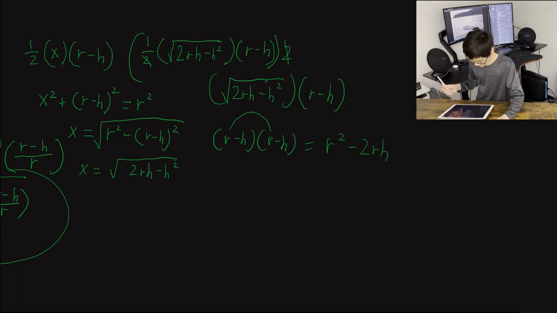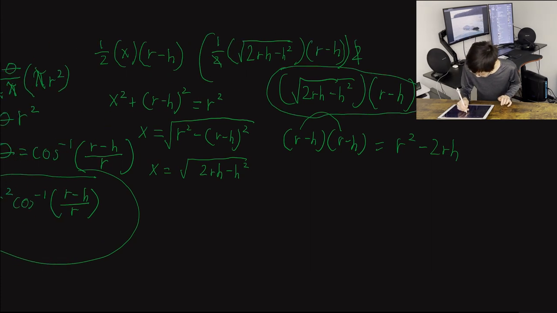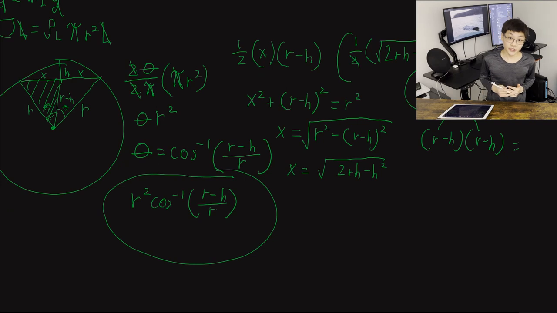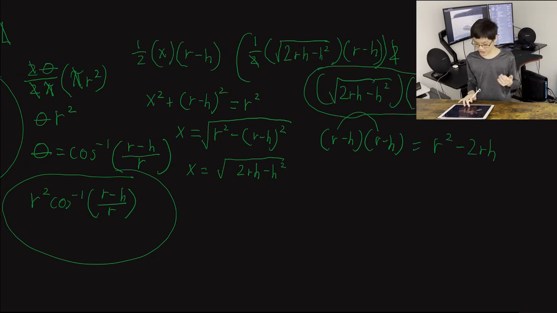Okay, there we go. Now we found the area of our triangle. So let's circle that up. Now that we've got the area of our circular sector and the area of the triangle, all we have to do is subtract the area of the triangle from the area of our circular sector. And then we're basically on the final stretch. So yeah, let's just do that.